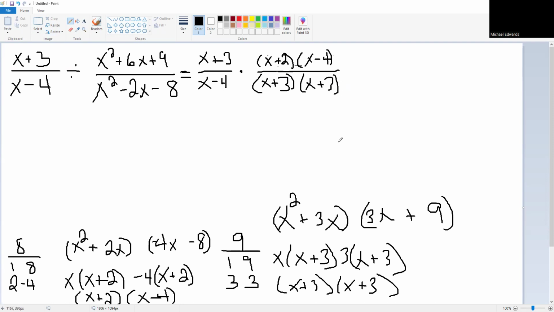Now we can start killing off extra terms that we don't need. Here's an x plus 3, and here's an x plus 3. Here's an x minus 4, and here's an x minus 4. So we're left with x plus 2 and x plus 3. And there you are. The answer for that one.